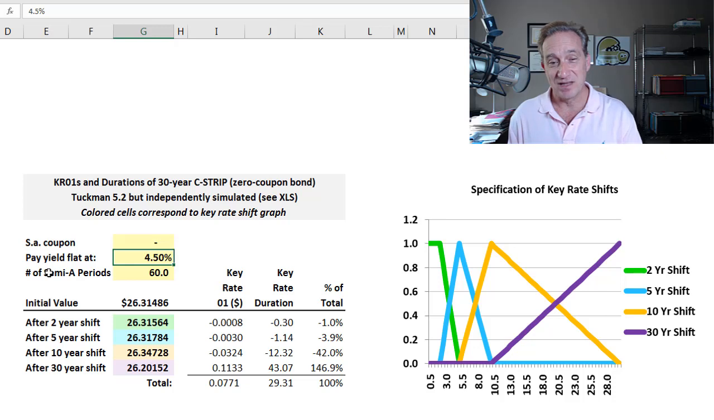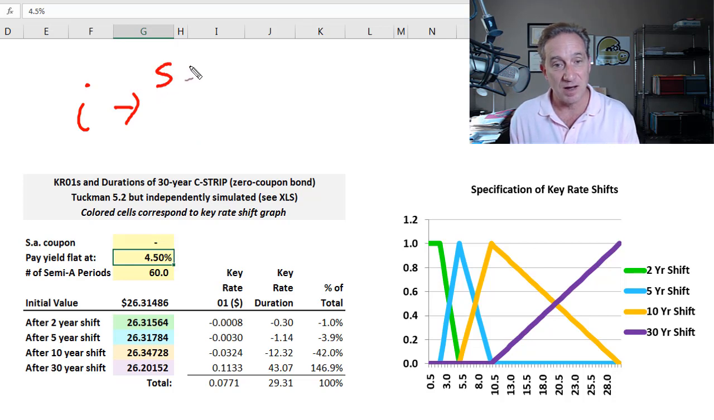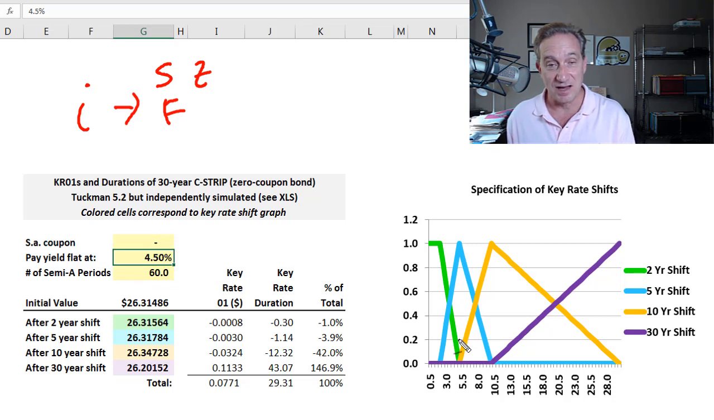But the point is that in the key rate shift technique, we have an interest rate factor, and we could decide what specific type of interest rate factor we want to use, right? We've seen that before. An interest rate factor is a generic concept, and then we have to decide which kind of interest rate factor we are going to use. Will it be a spot or zero rate? Will it be a forward rate? Well, none of those in this case. In Tuckman's case, it's a par yield. That's the specific type of interest rate factor that is being shifted in the analysis.